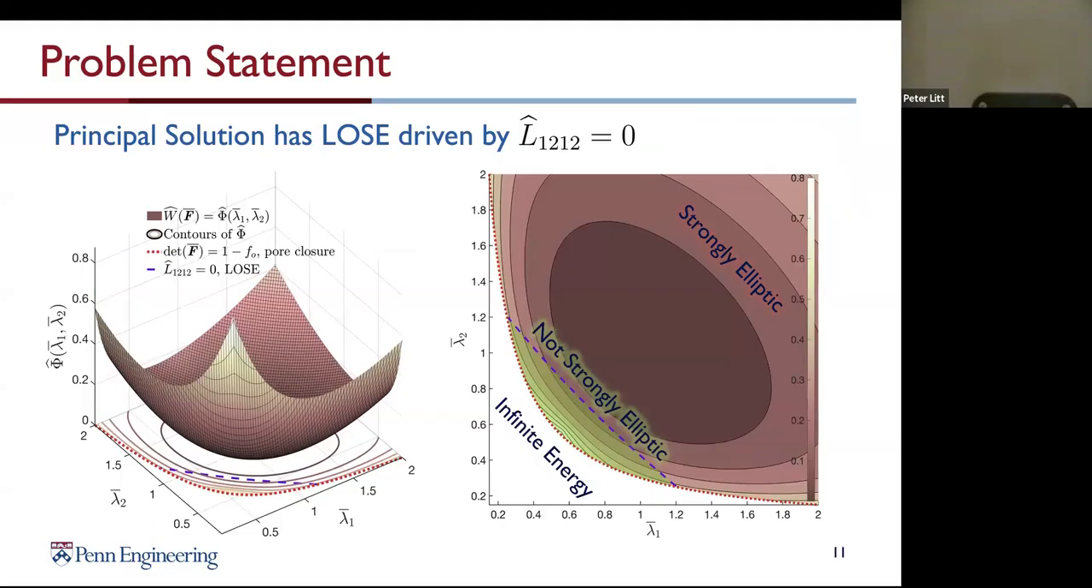On the right, these are the contours. And what you see is that for sufficiently small lambda 1 and lambda 2, you have this kind of bump in the energy, which, based on our intuition from that one-dimensional case, could tell us that maybe there's something strange going on here. And indeed, if you compute the loss of strong ellipticity for this material, and you look at the boundary of that, it does occur around the area where this bump in the energy is.